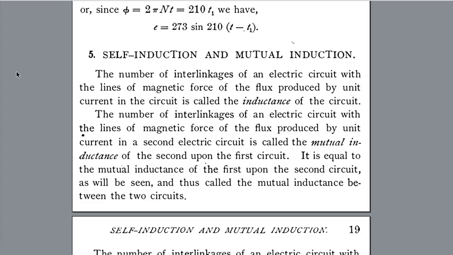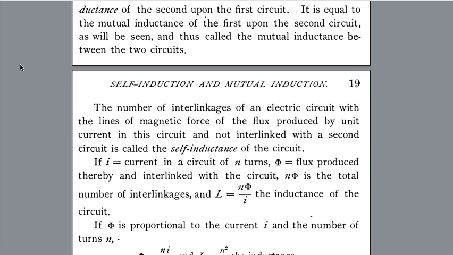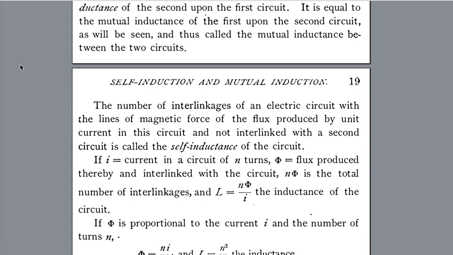The number of interlinkages of an electric circuit with the lines of magnetic force of the flux produced by unit current in a second electric circuit is called the mutual inductance of the second upon the first circuit. It is equal to the mutual inductance of the first upon the second circuit, as will be seen, and thus called the mutual inductance between the two circuits.